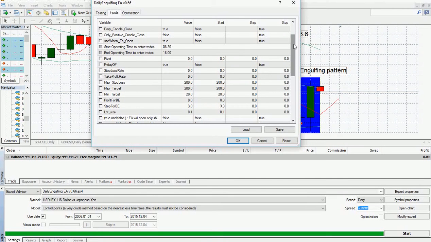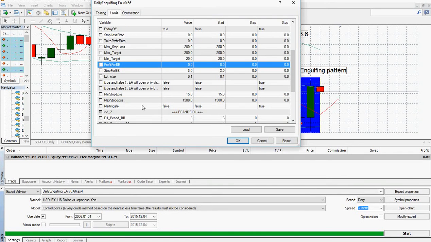Stop loss rate, take profit rate, max stop loss, max target, everything is familiar for this. Profit for B, it's a break even. If you want to be at break even, for example, after 50 pips I want to move my stop loss to the entry position, then I will put 50 pips in this profit for B section, and then I will have break even after that number of pips. Of course you will have trailing stops too.